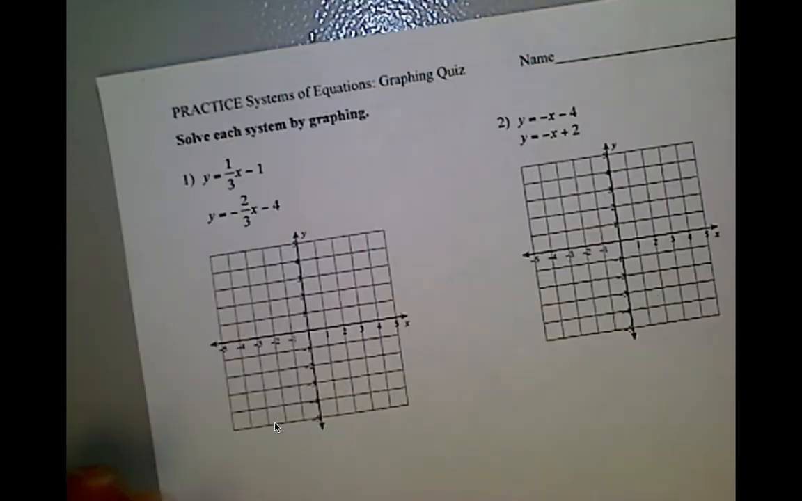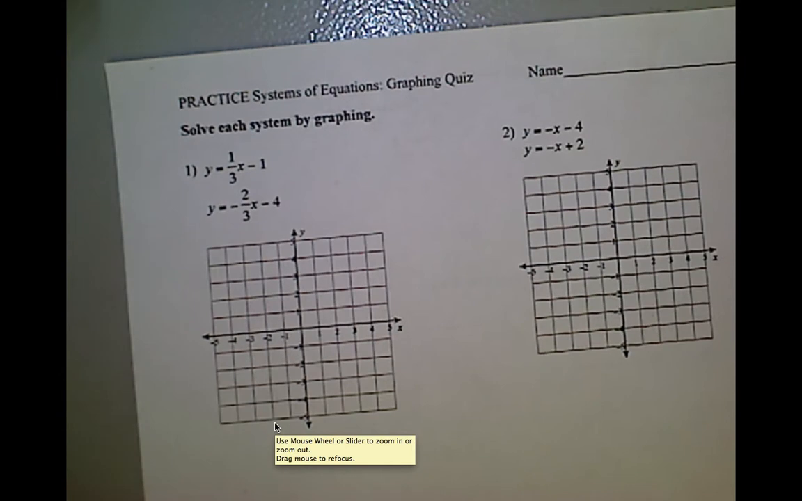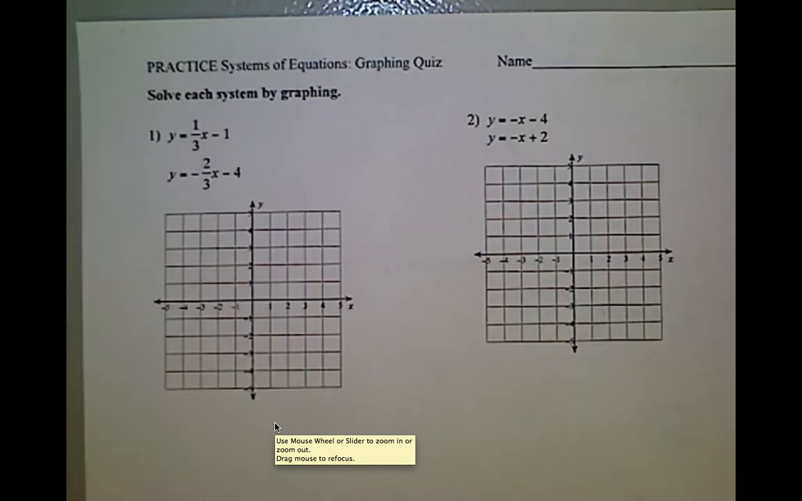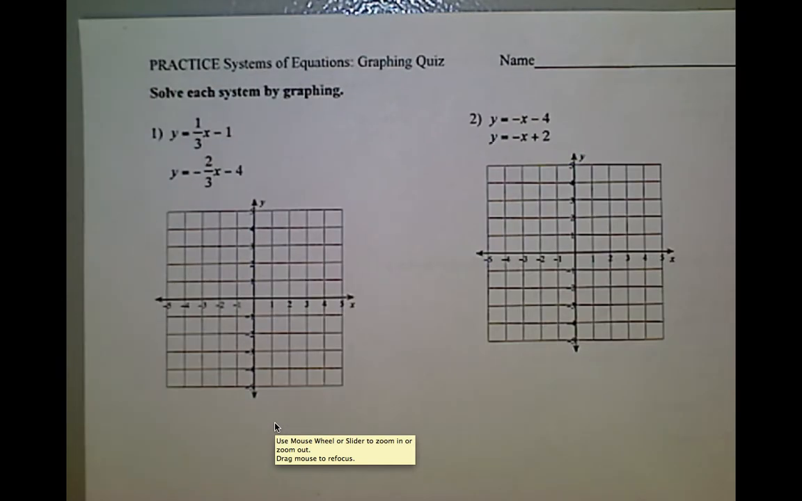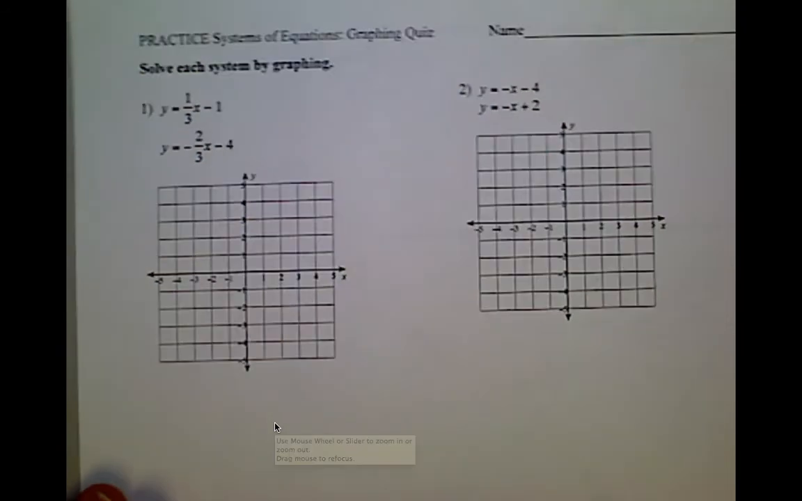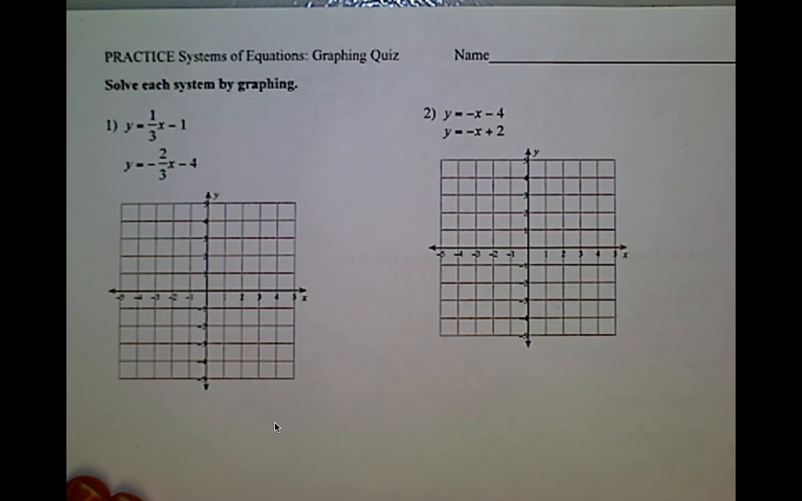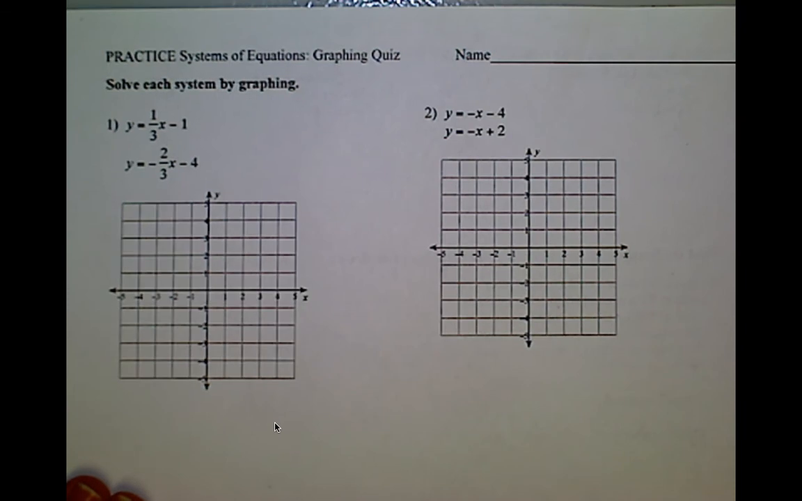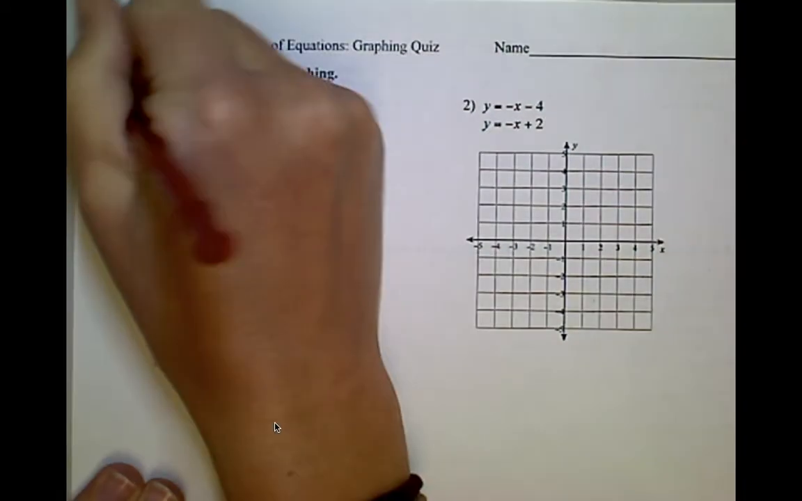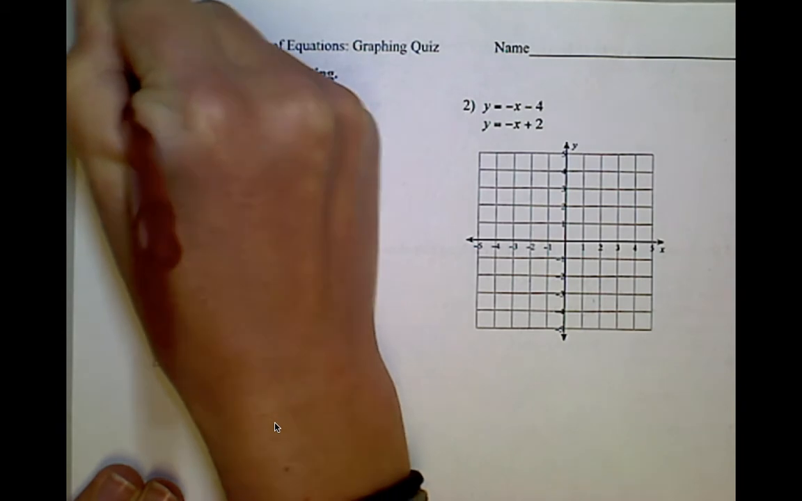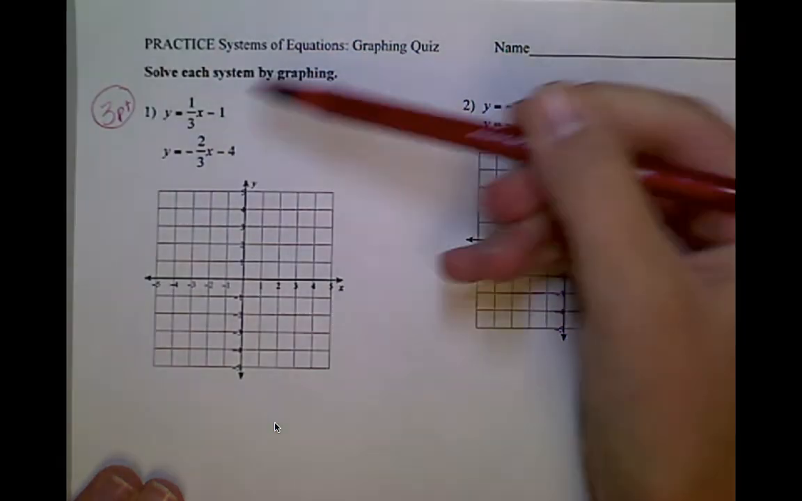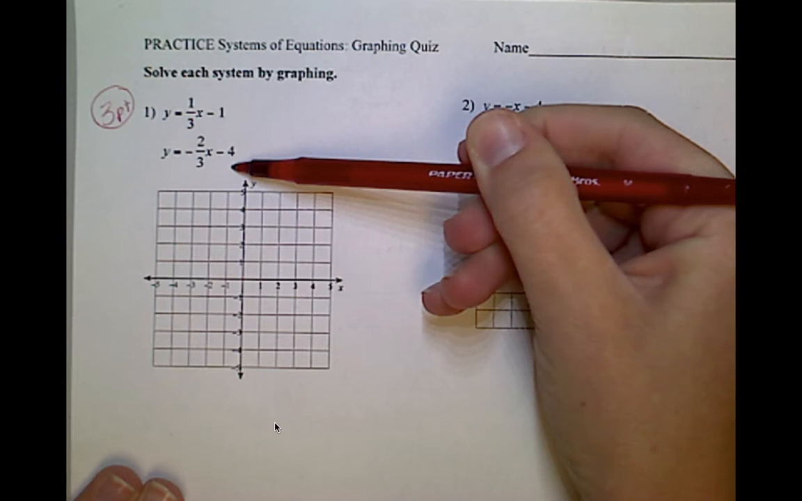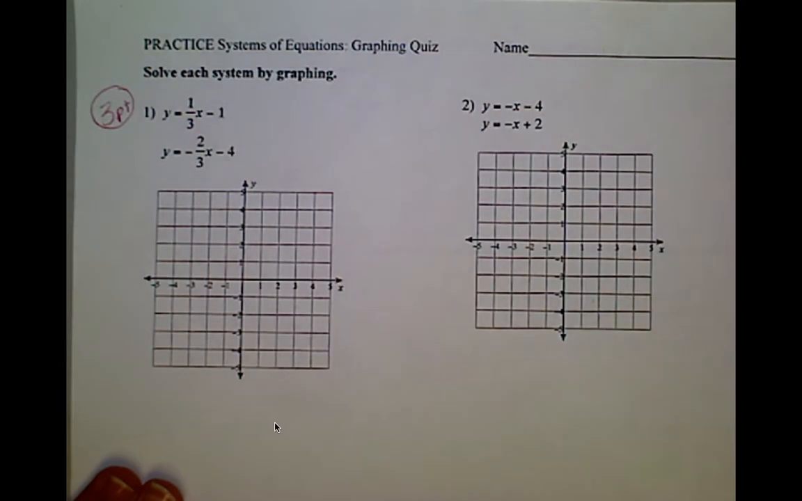All right, guys, this is the practice systems of equations graphing quiz. It looks identical to the one that you're going to have tomorrow, except obviously just different equations. I'm going to tell you what I'm looking for as far as grading wise, so that way you get full credit. These first ones are going to be worth 3 points, okay? So basically, a point, did you graph this one right? A point, did you graph this one right? And then a point, can you tell me the solution?